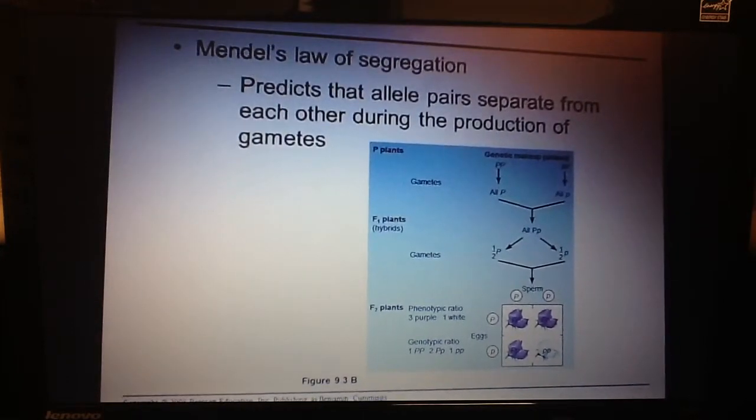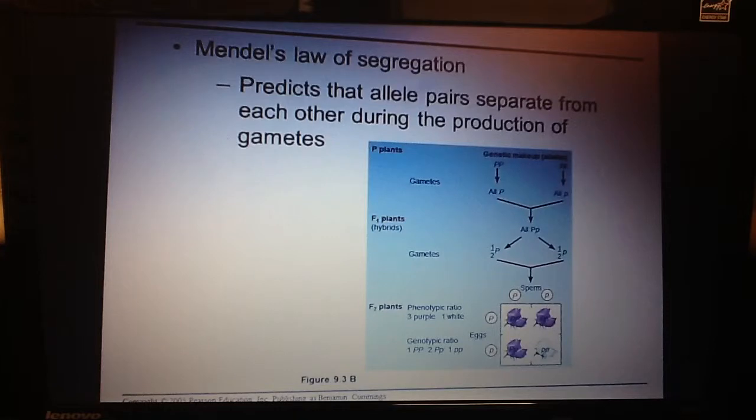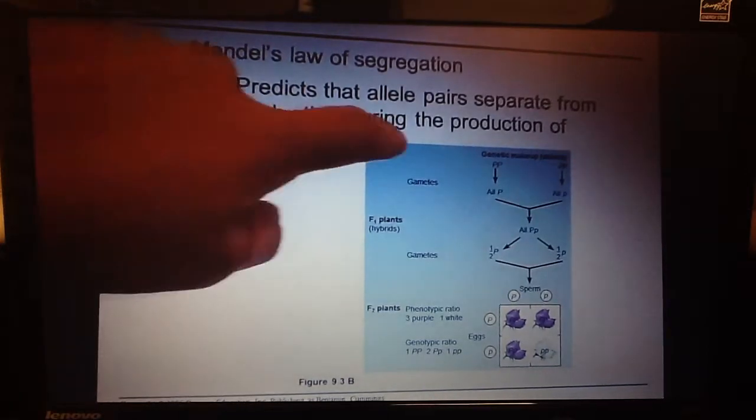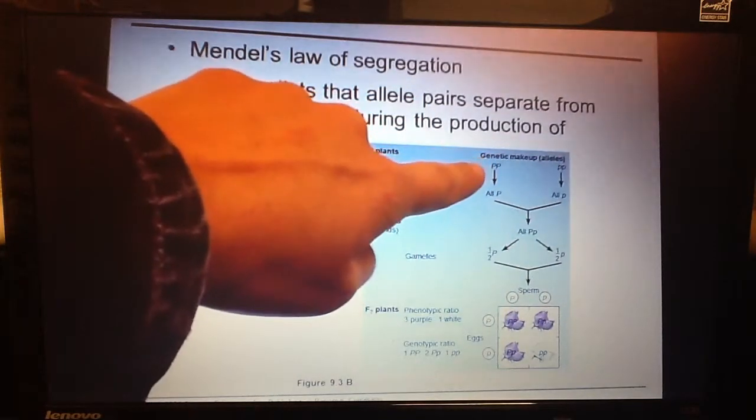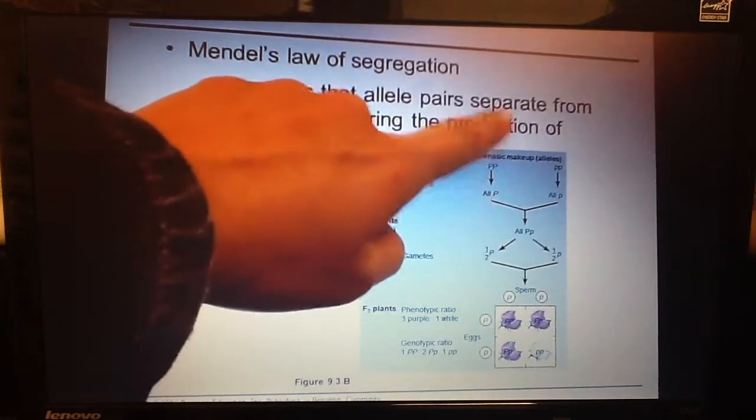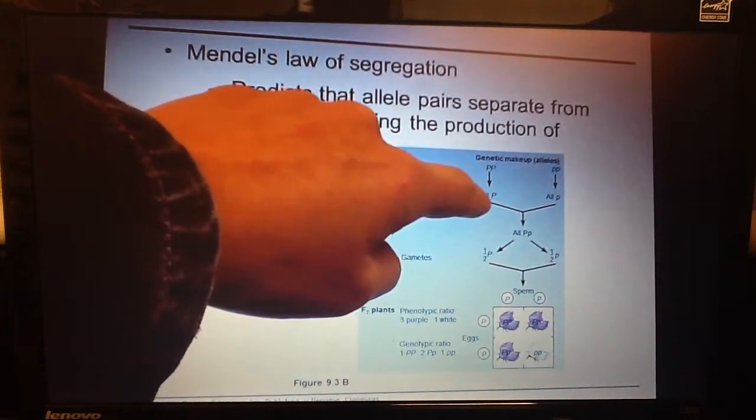What Mendel was trying to figure out is that if you have two alleles, they have to separate when you make your gametes, your sperm or your egg, because you only donate one allele every time you do that. So if you have parents that have, let's say, two capital P alleles, then they're only going to be able to donate a capital P.